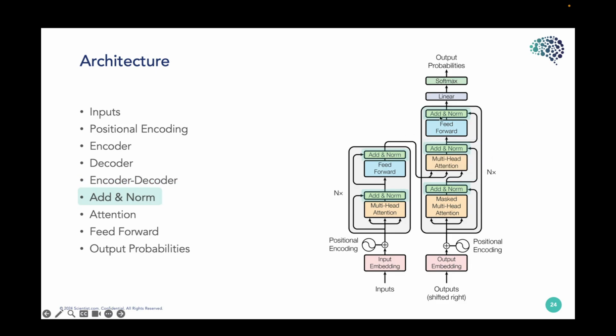There are 5, count them, 5 different add and norm steps, or add and normalize. We have 3 different attention blocks: self-attention, masked self-attention, and cross-attention. We talked about those last time. We have 2 feed-forward blocks. These are straight-up neural networks, the same type that we talked about in the first session. We'll talk about the architecture of those in a minute. And then we move on to the output probabilities.